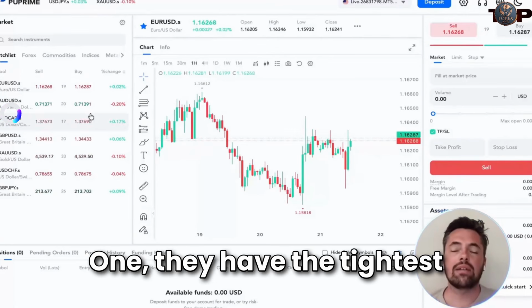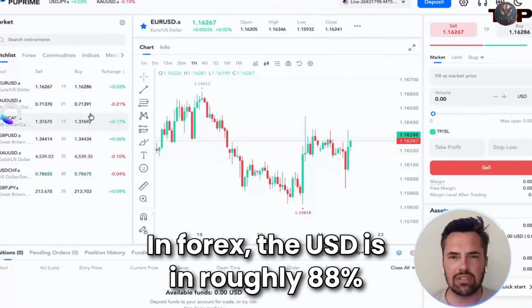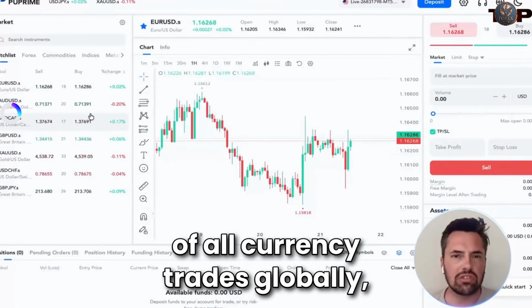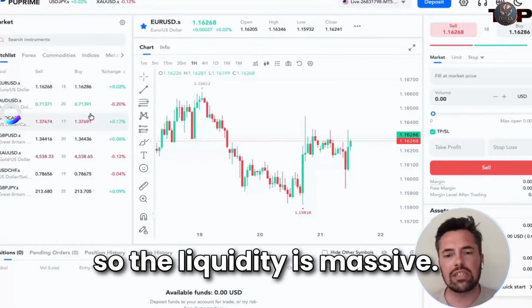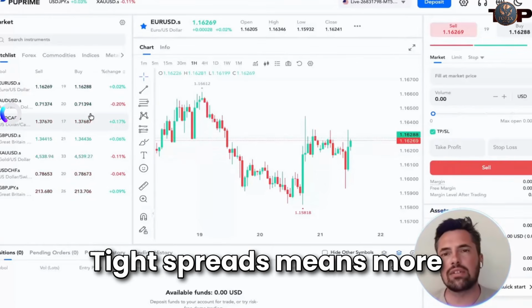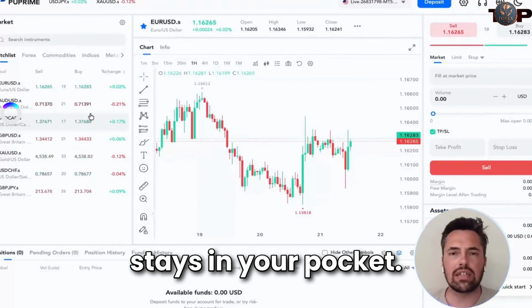Now, I trade the USD pairs, and that is for 3 reasons. 1. They have the tightest spreads of anything in Forex. The USD is in roughly 88% of all currency trades globally, so the liquidity is massive. Tight spreads means more of your potential profit stays in your pocket.